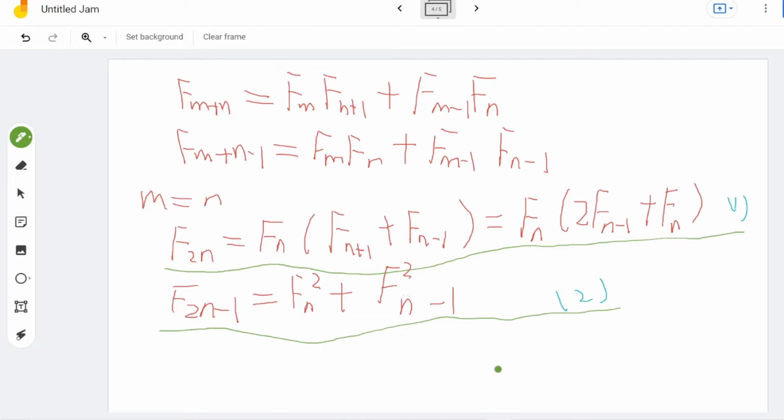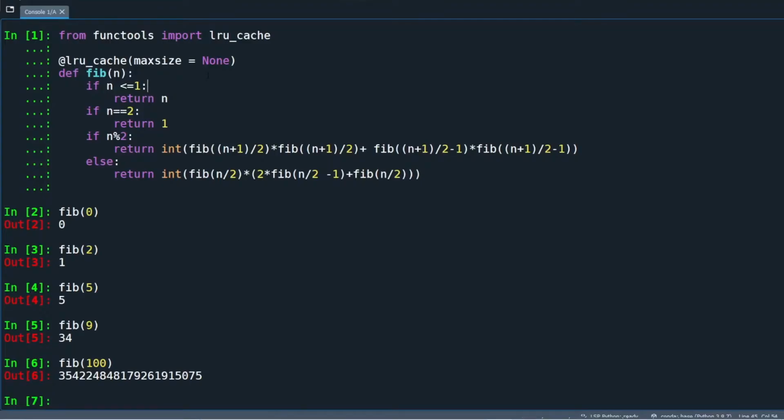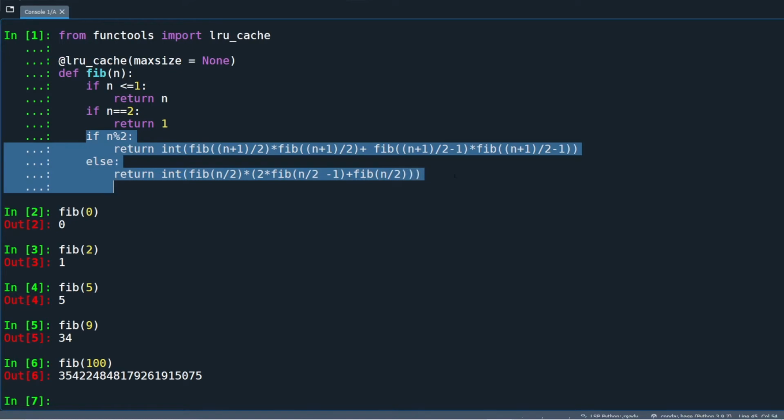Alright, let's see the code. To avoid solving subproblems multiple times, we use a Python decorator, lru_cache, the least recently used cache, from the standard library functools. To find the Fibonacci number, we split the problem into even and odd portions recursively.